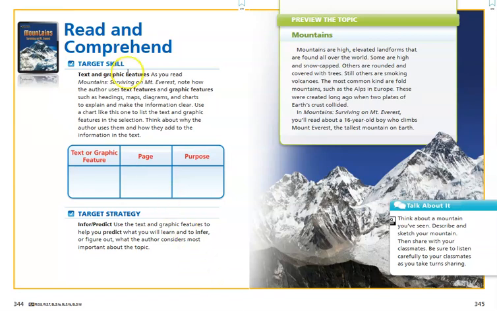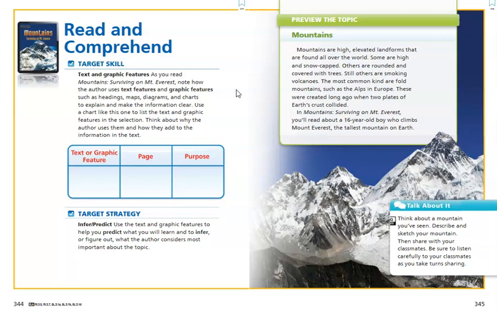So, if we look over here, our target skill is looking at text and graphic features. We've done this quite a lot now, guys, now that we've done so many informational stories. We are getting to be professionals at spotting those text and graphic features. So as you read Mountains: Surviving on Mount Everest, note how the author uses text features and graphic features such as headings, maps, diagrams, and charts to explain and make the information clear.